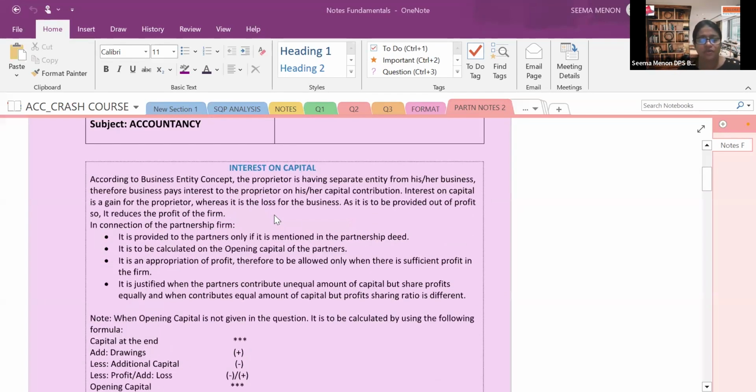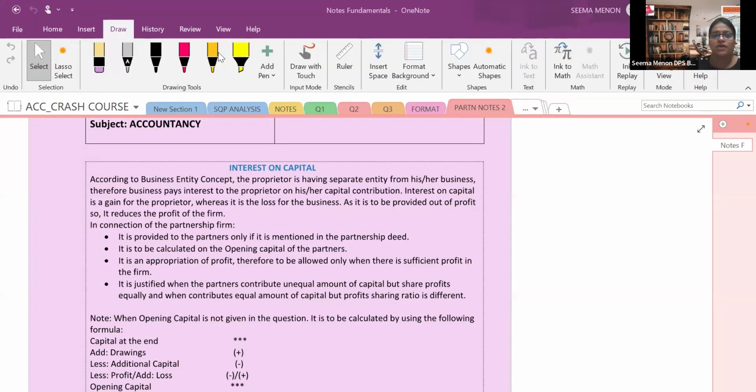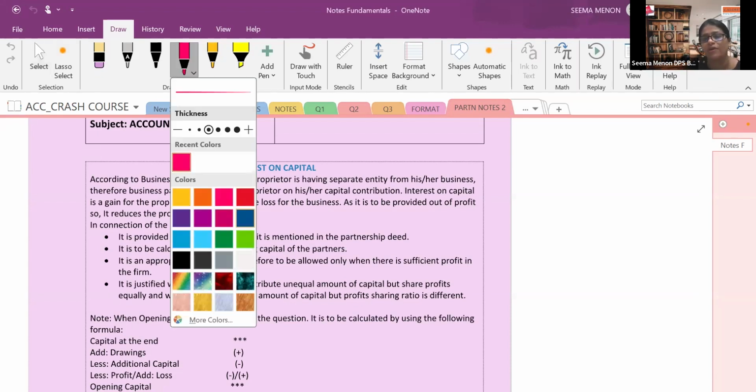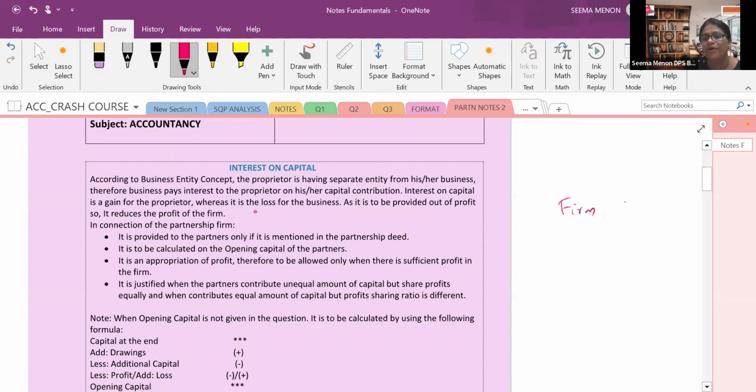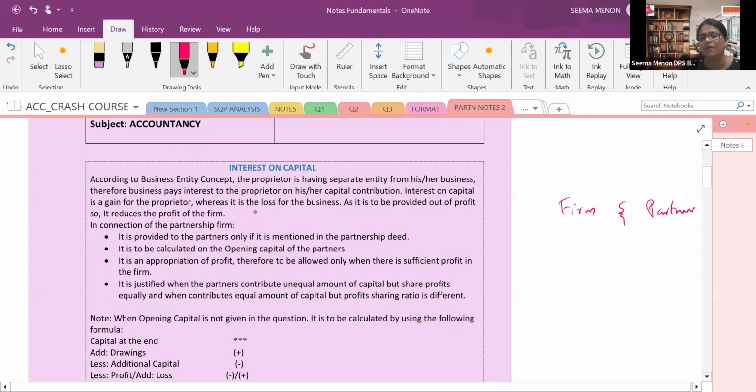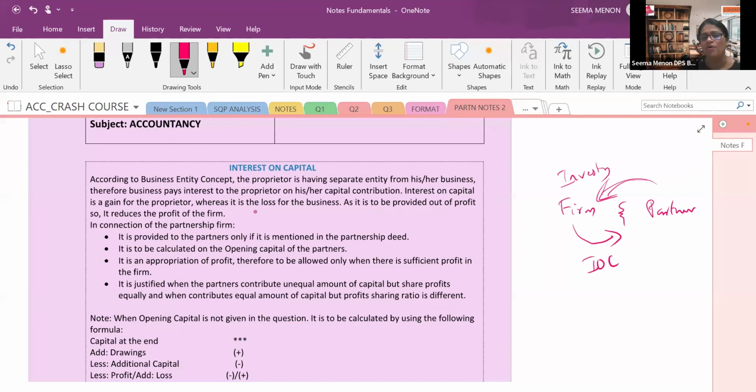So you can see the meaning of interest on capital: interest on capital is always an expense to the firm. But while we discuss interest on capital, we have to think about the firm and the partner. Who will pay the interest? Will the interest be paid by the partner to the firm? No. Partners are investing in the firm, so the firm will be giving interest on capital to the partners. I'm taking a shortcut, IOC. Interest on capital, the firm will be giving to the partners.